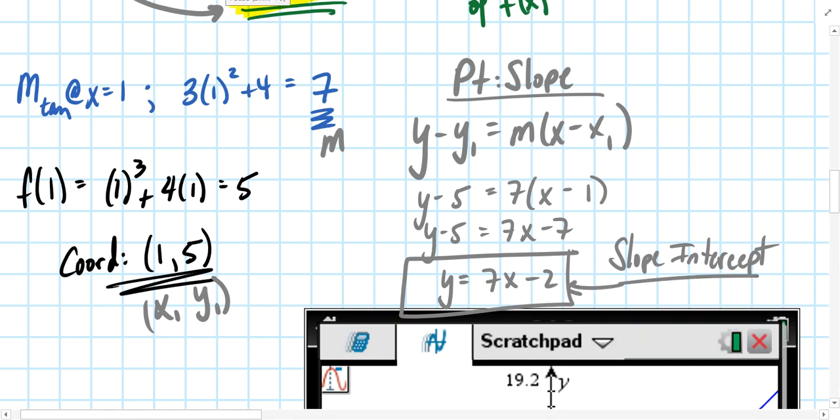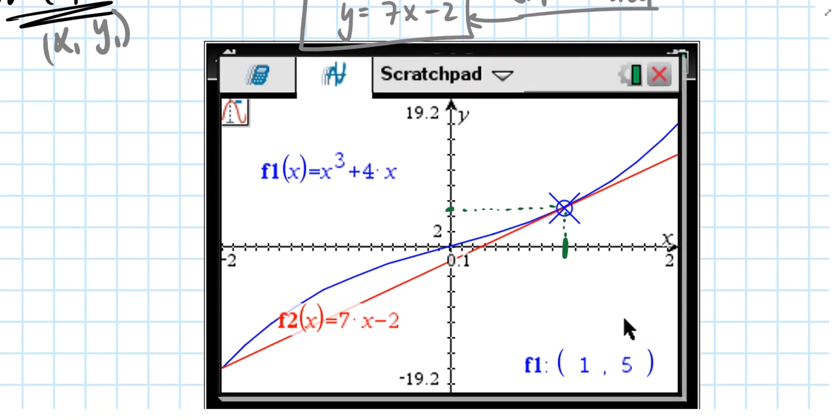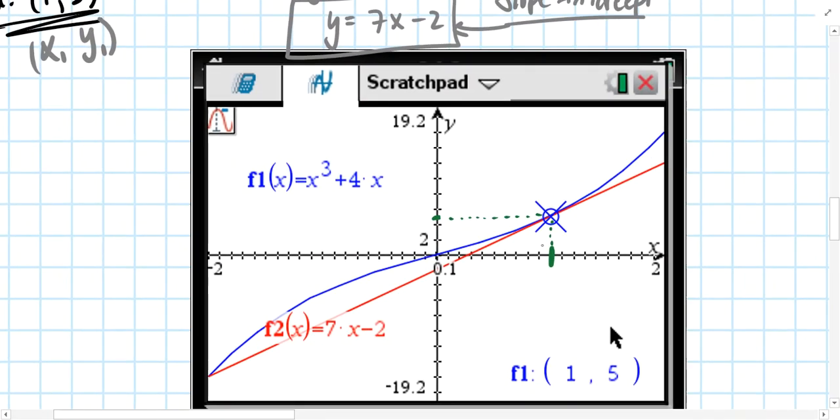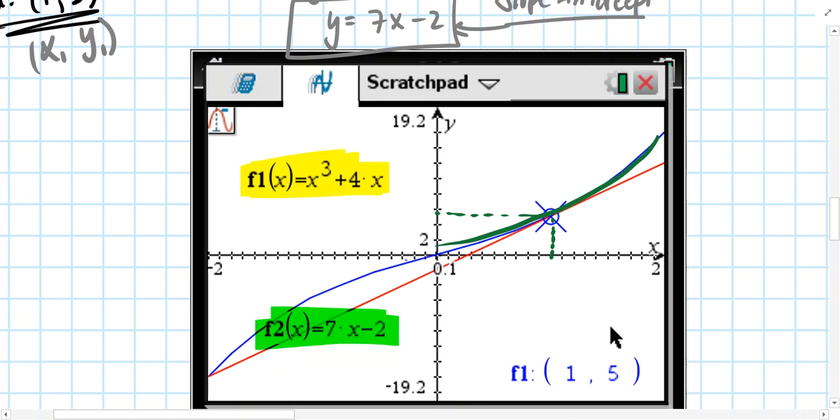Now, if you didn't already look ahead, I would ask you to do so now. I do have the graph of our original function, f of x equals x cubed plus 4x, and I have the graph of the tangent line function that we just calculated. And as we look at the coordinate (1, 5), we have ourselves the point of tangency and a line that is perfectly tangent to this curve at that point.